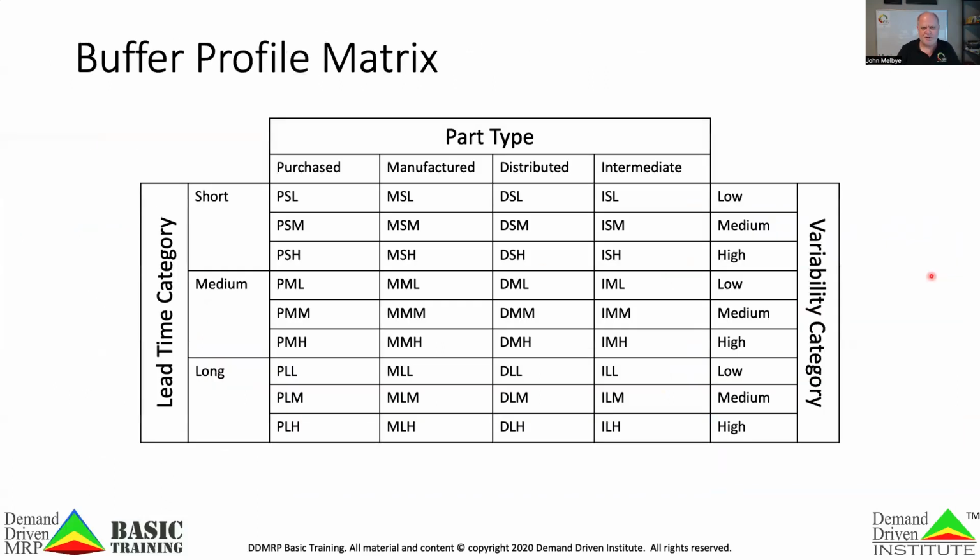We end up with a buffer profile matrix of a minimum of 36, assuming you have purchased, manufactured, distributed, and intermediate manufactured parts. You would end up with 36 combinations of purchased, short lead time, and low variability, for example, to get a PSL.